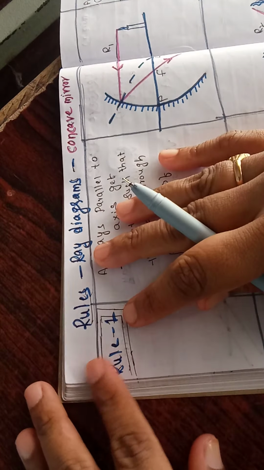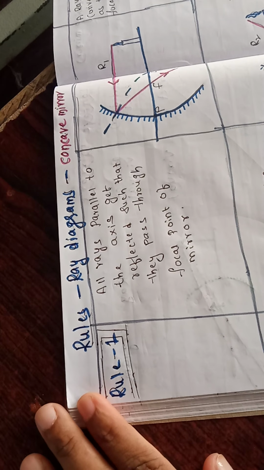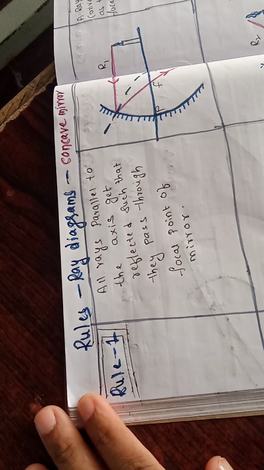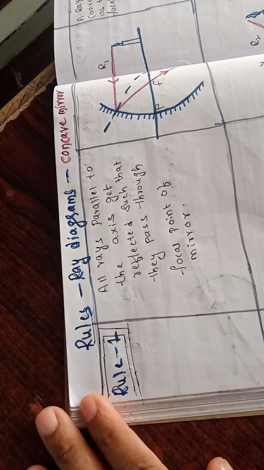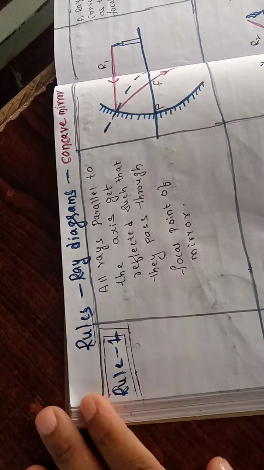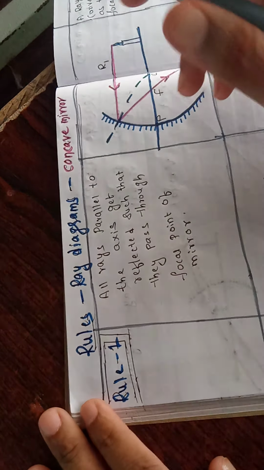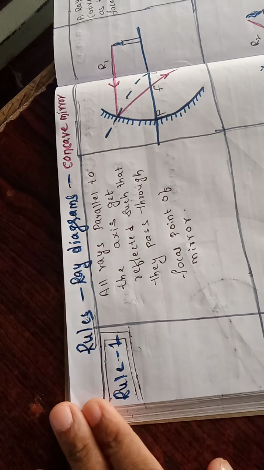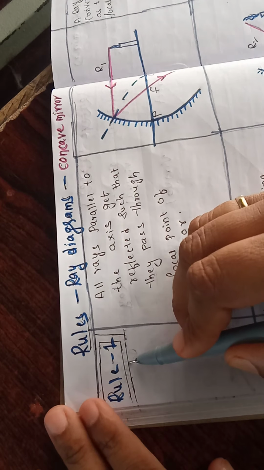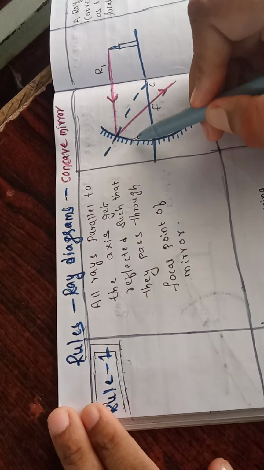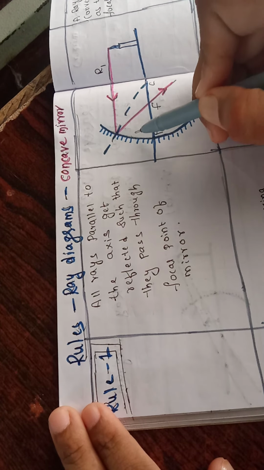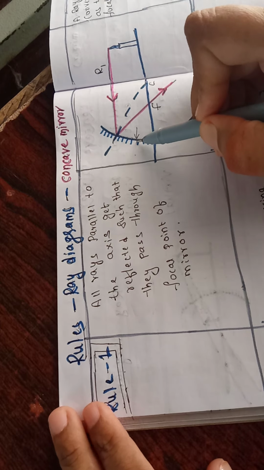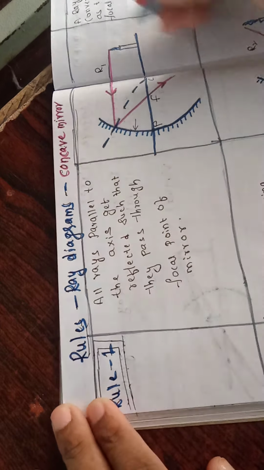Now next, let us move towards ray diagrams. First, let us discuss the rules of ray diagrams in the case of the concave mirror and then in the case of the convex mirror. So first, rule 1. Now this is the concave mirror, this is the reflecting surface, and this is the non-reflecting surface. Now this is the principal axis.